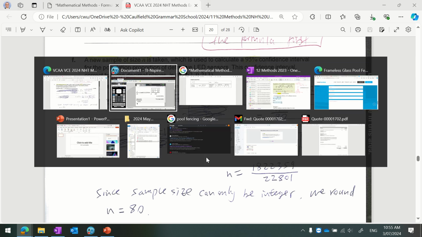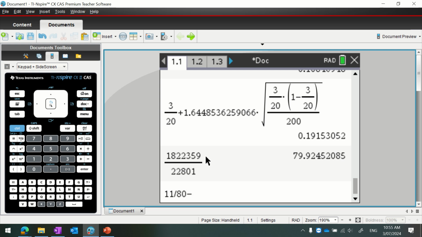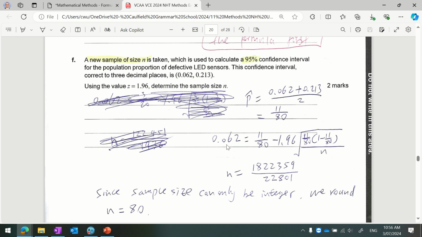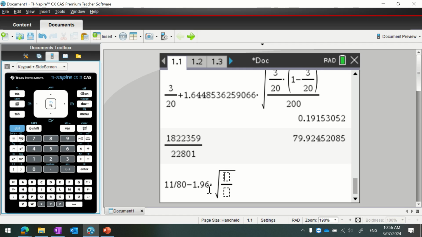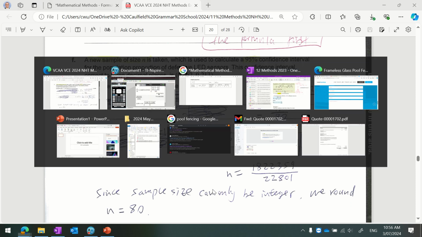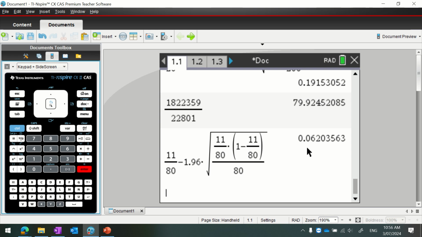Here is what you need to do. You need to actually calculate the confidence interval. So it goes like this. I'm calculating the confidence interval: 11 over 80 minus 1.96 times the square root of 11 over 80 times 1 minus 11 over 80. The p hat doesn't change. And so here is what I need to do. Your n value, let's try 80 first.